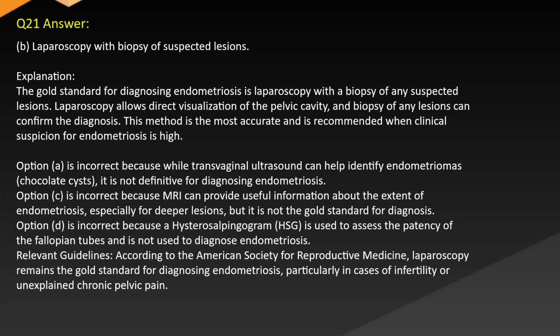Option D is incorrect because a hysterosalpingogram, HSG, is used to assess the patency of the fallopian tubes and is not used to diagnose endometriosis. Relevant guidelines.